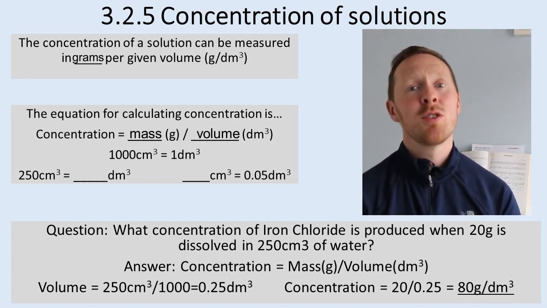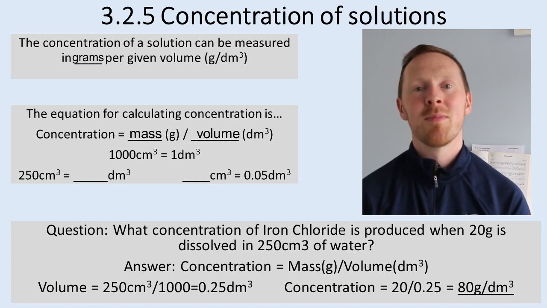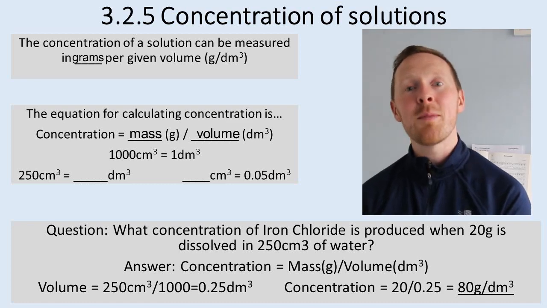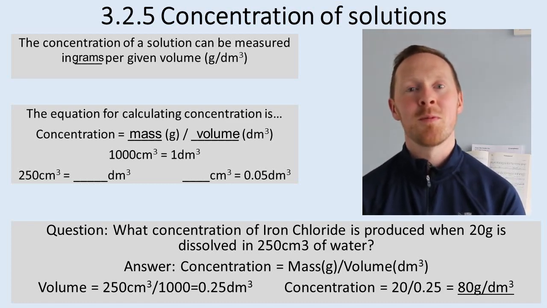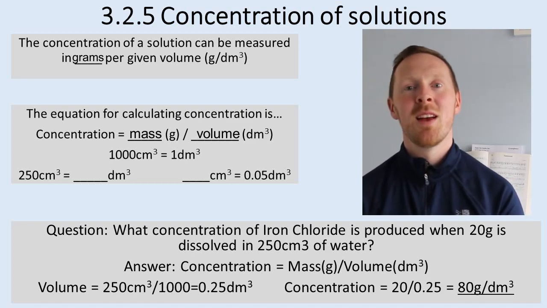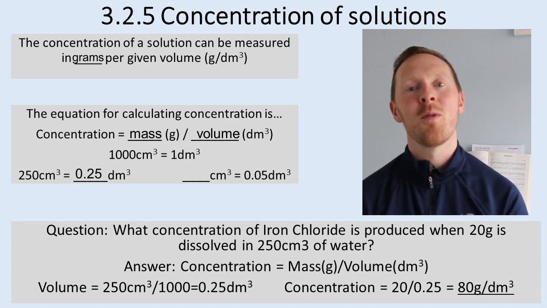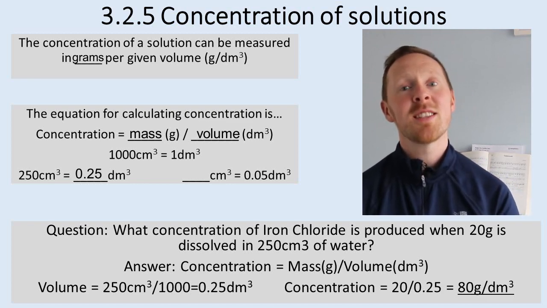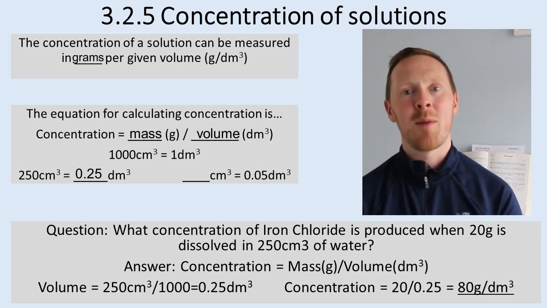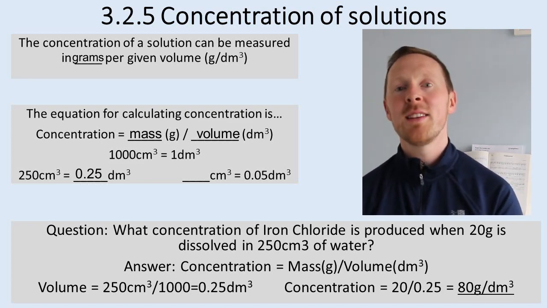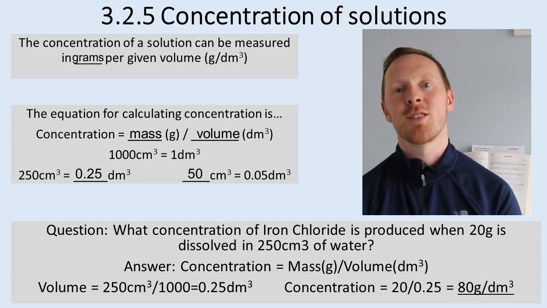So an example here is 250 centimeters cubed. How many decimeters cubed is that? Well, 250, you're going to divide it by 1,000 if you're going from centimeters cubed to decimeters cubed. So it becomes 0.25 decimeters cubed. Or if you're going the other way, if you've got 0.05 decimeters cubed, times it by 1,000 to work out how many centimeters cubed you've got. So 0.05 times 1,000 is 50 centimeters cubed.